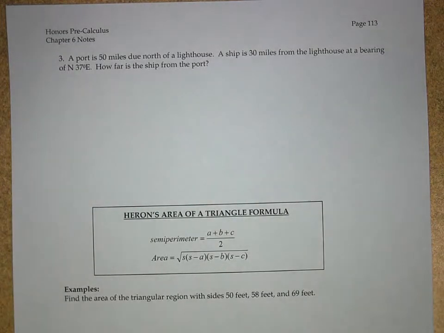Next, we'd like to look at an application of the law of cosines using bearings. So here a port is 50 miles due north of a lighthouse. A ship is 30 miles from the lighthouse at a bearing of 37 degrees east of north. How far is the ship from the port? So let's draw a picture here.